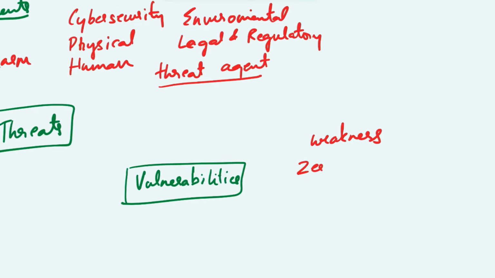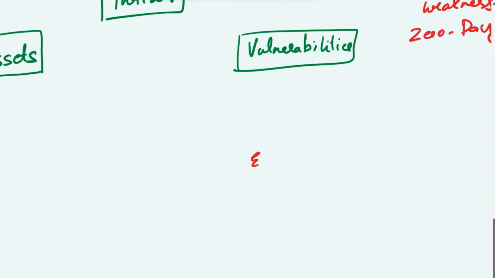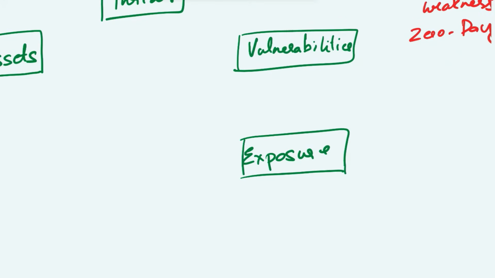There is something called a zero-day vulnerability. These zero-day vulnerabilities are unknown flaws in software or systems that attackers discover and exploit before the vendor or organization becomes aware of the issue. They pose significant risks as there may be no available patches or mitigations. Then the next risk element we'll talk about is exposure. Exposure refers to the state of being susceptible to potential asset loss due to a threat.